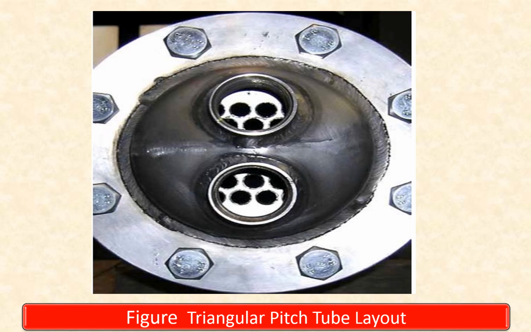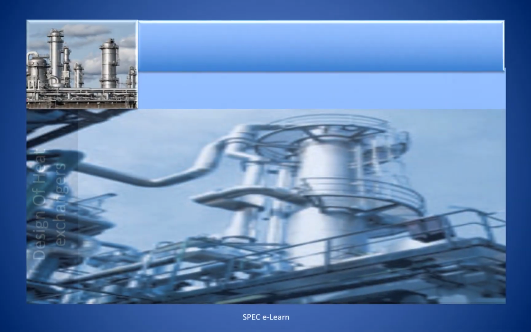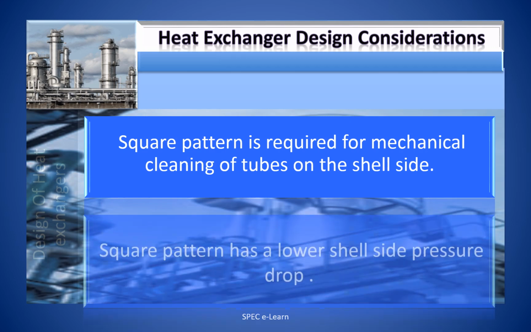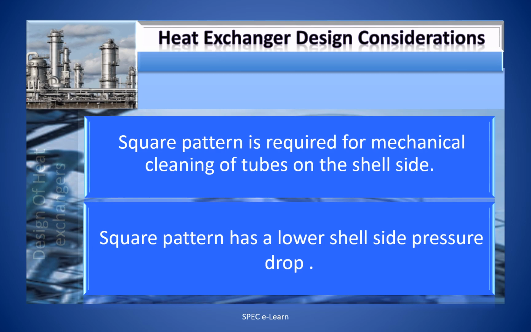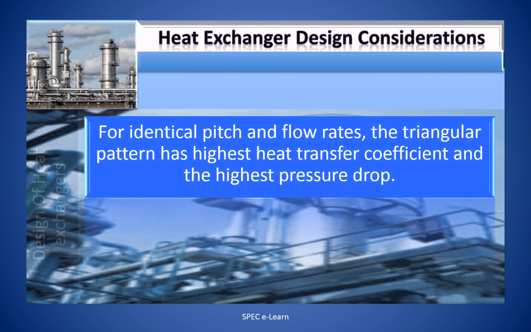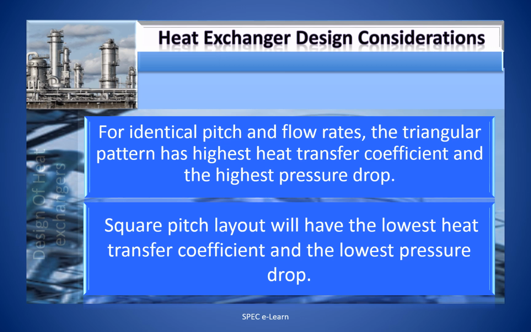In the figure shown, the tube side nozzles have been cut and removed to show you the tube layout for the heat exchanger. You can see the tube layout for this heat exchanger is triangular. Square pattern is required for mechanical cleaning of tubes on the shell side. Square pattern has a lower shell side pressure drop. For identical pitch and flow rates, the triangular pattern has the highest heat transfer coefficient and the highest pressure drop. Square pitch layout will have the lowest heat transfer coefficient and the lowest pressure drop.